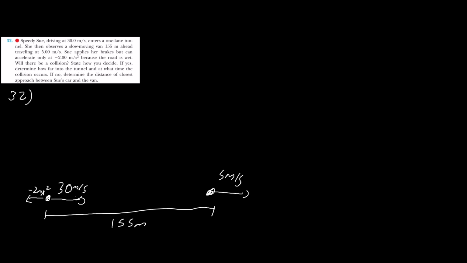Say how you decide yes. If yes, determine how far into the tunnel and at what time the collision occurs. If no, determine the distance of closest approach between Suri and the van. So this is number 32.